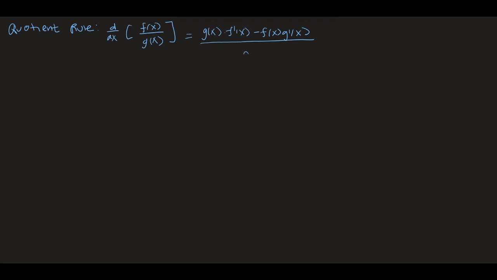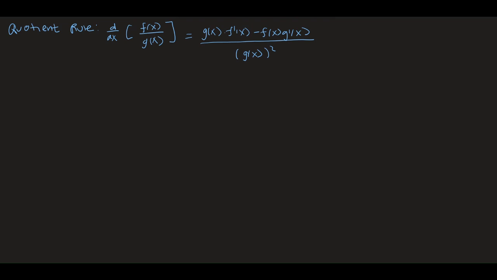Why don't we take a look at the quotient rule? Okay, so what the quotient rule states is if we take the derivative of some function of x divided by another function of x, so we're dealing with some division here, this is going to be equal to g of x times f prime of x minus f of x times g prime of x, all over g of x squared.